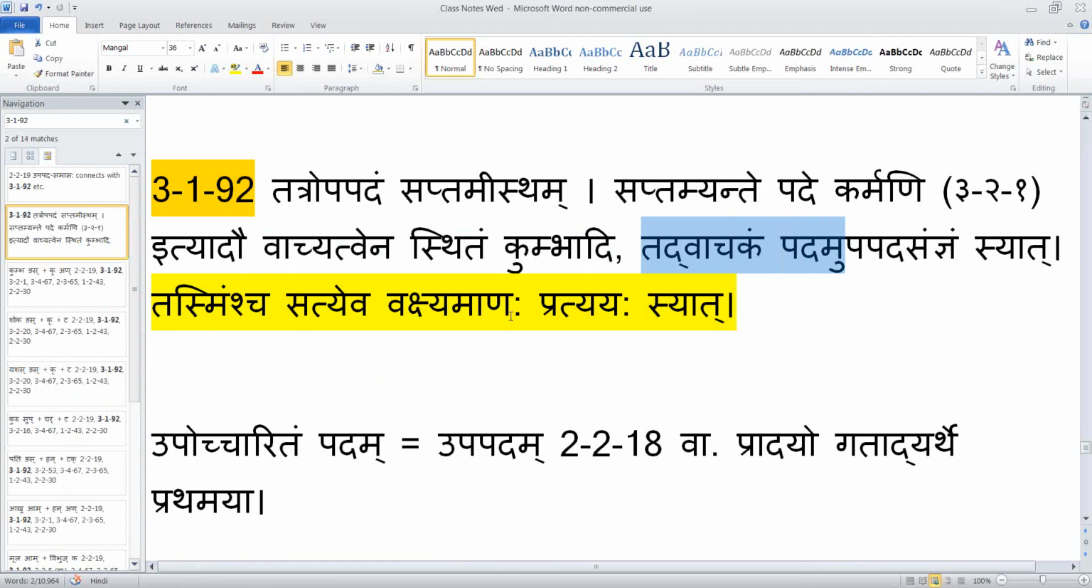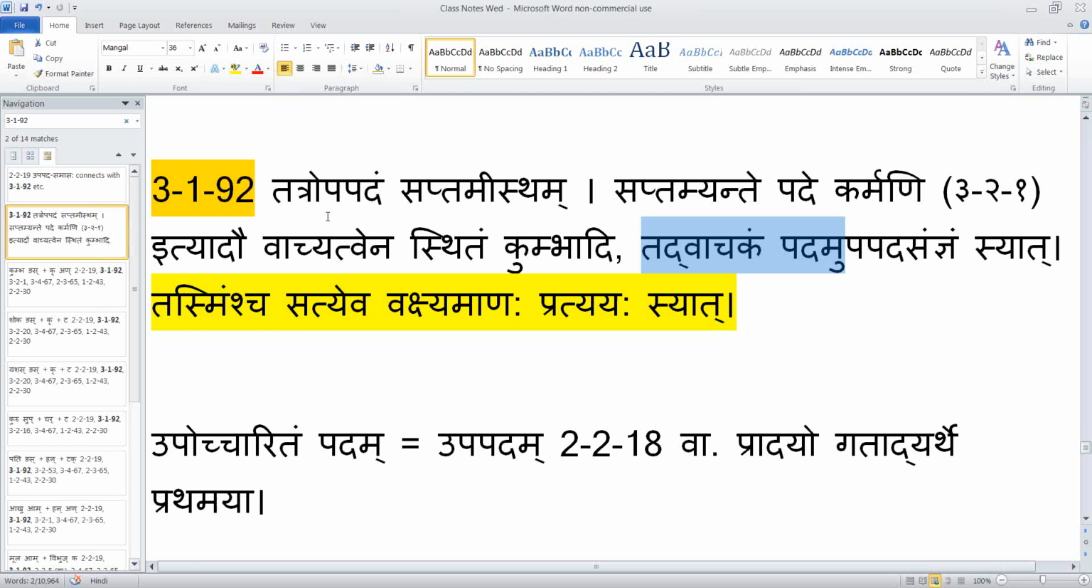So of course the upapadam cannot be the pot itself; it has to be the word which signifies the pot. The object of the action is the pot, the kumbha, but then we have to have a word which stands for the pot. That will be the upapada samjna.